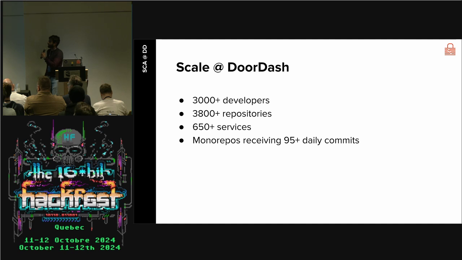Something else that people might want to consider is the scale at which some companies like DoorDash operate. For example, these are the latest stats that I was able to pull. We have 3,000 plus developers working on over 600 microservices. We have a microservice architecture. We have some monorepos that are getting over 95 daily commits.